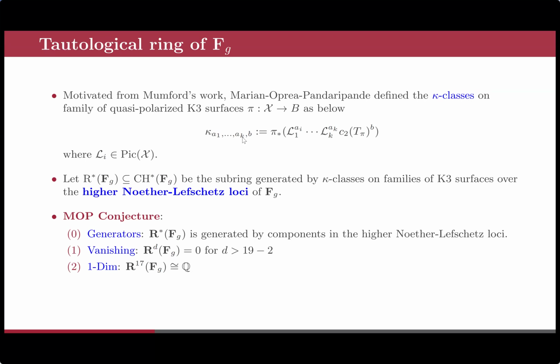So that's why they didn't conjecture this ring is Gorenstein, because there are already many counterexamples when G equals 2. So the MOP conjecture only has 3 parts. So there's no Gorenstein property for this subring. All right, any questions?